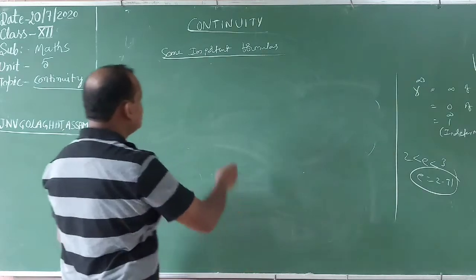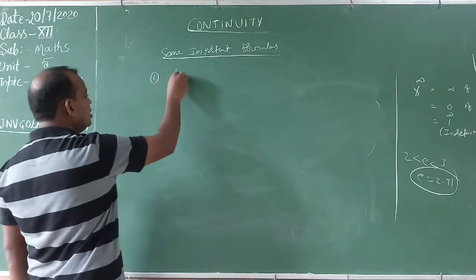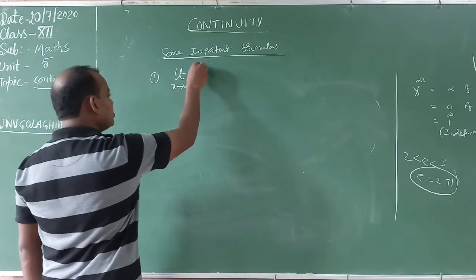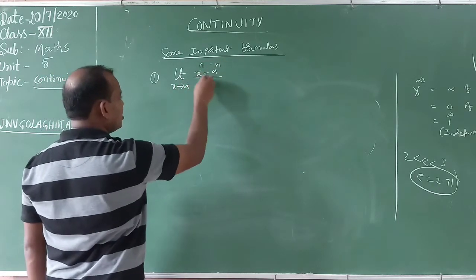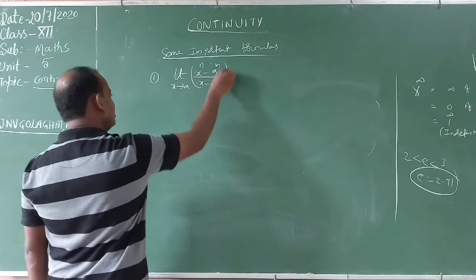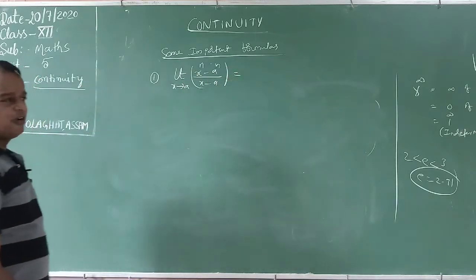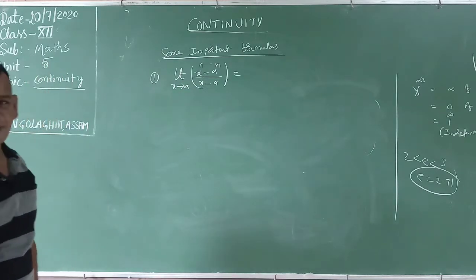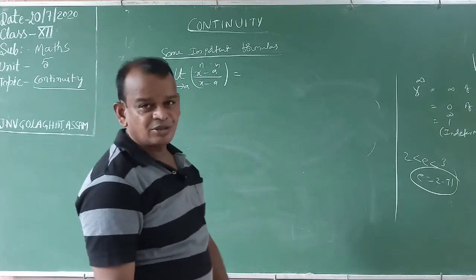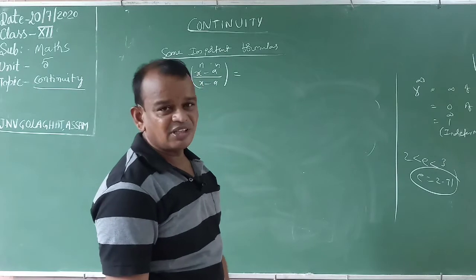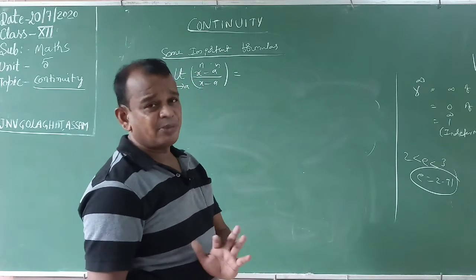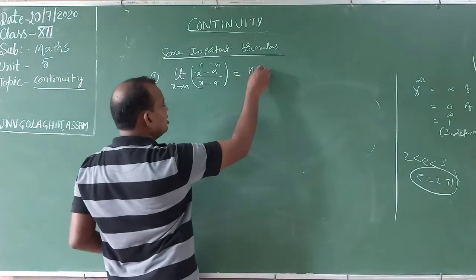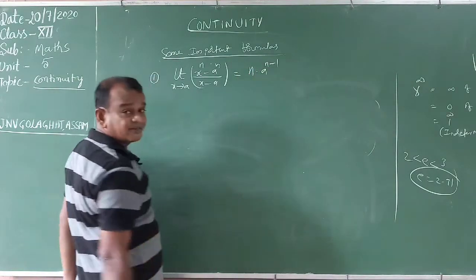Okay. Some important formulas. Limit x tends to a, (x power n minus a power n) by (x minus a). Actually this is an indeterminate form. We substitute the x value: (a power n minus a power n) by (a minus a). That is called indeterminate form, that is 0 by 0, no value. Indeterminate form means that the function compulsorily has some limit value. The formula is n into a power n minus 1.